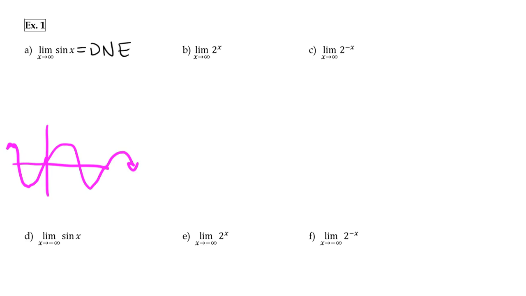Underneath it, what this says is, as I go to the left, what happens? The graph still doesn't level off. That limit as x approaches negative infinity also does not exist.